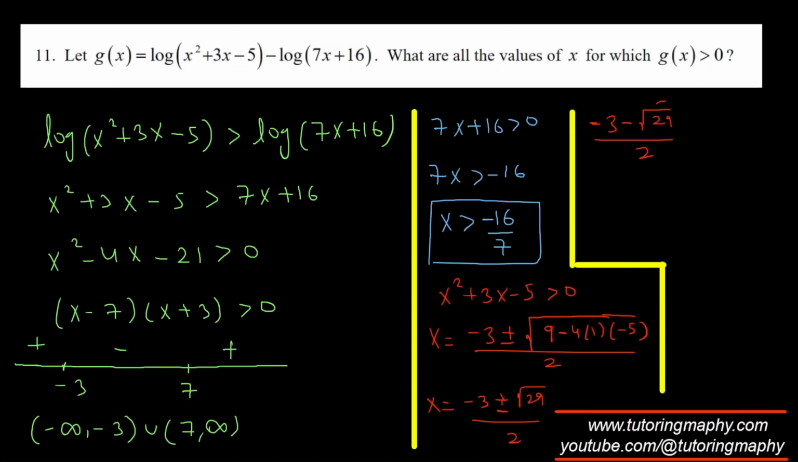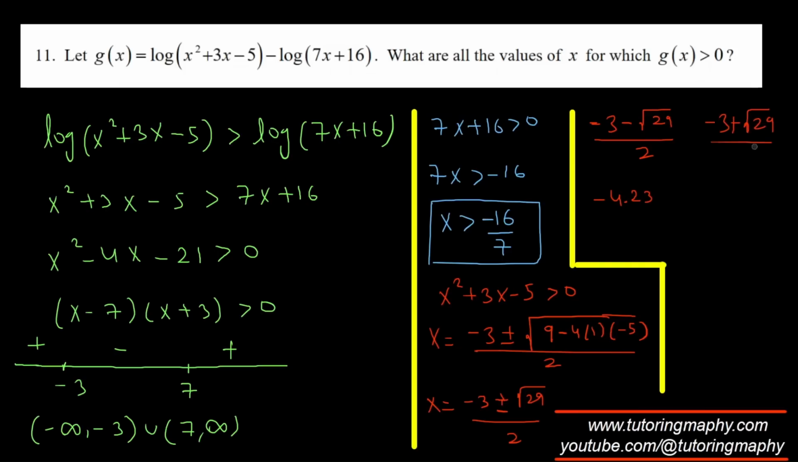I know that 5 squared is 25, so root 29 is a little more than 5. So negative 3 minus 5 is negative 8. Negative 8 over 2 is negative 4. So I'll say it is slightly more than negative 4, so maybe negative 4 point, I don't know, 2, 3 or something. I'm just interested in an approximate number so that I can graph it.